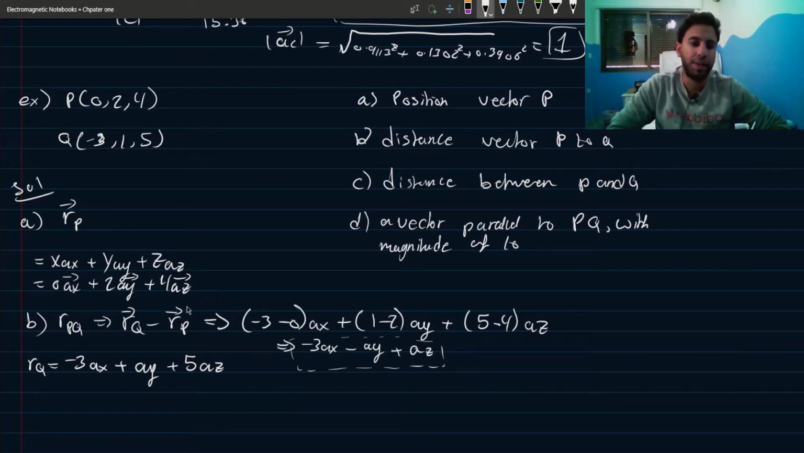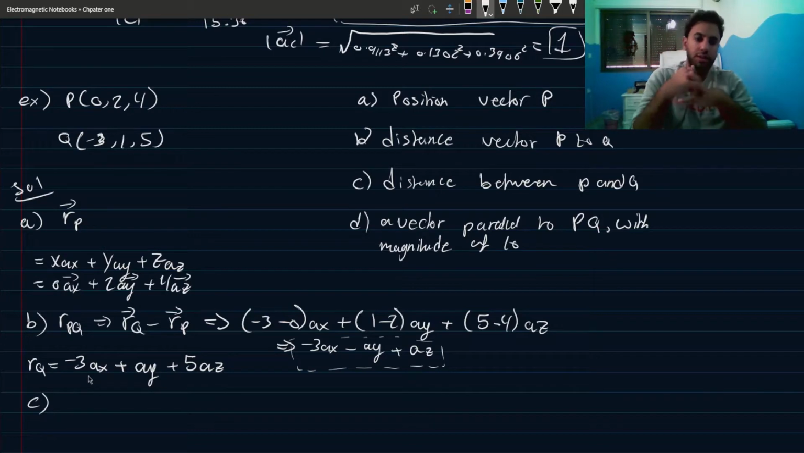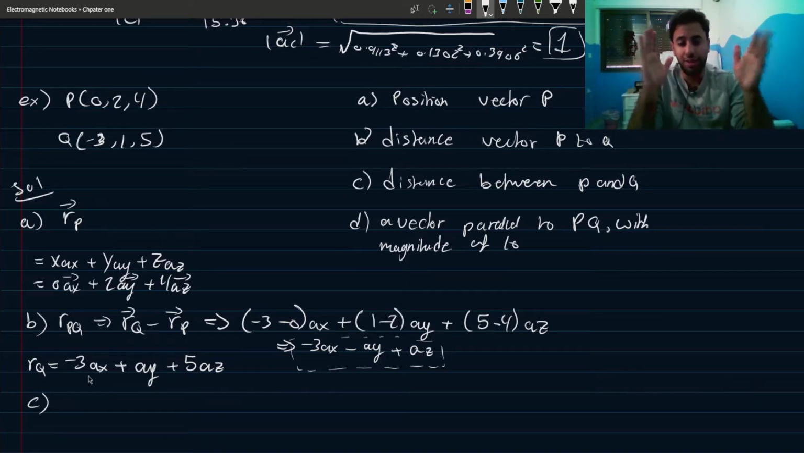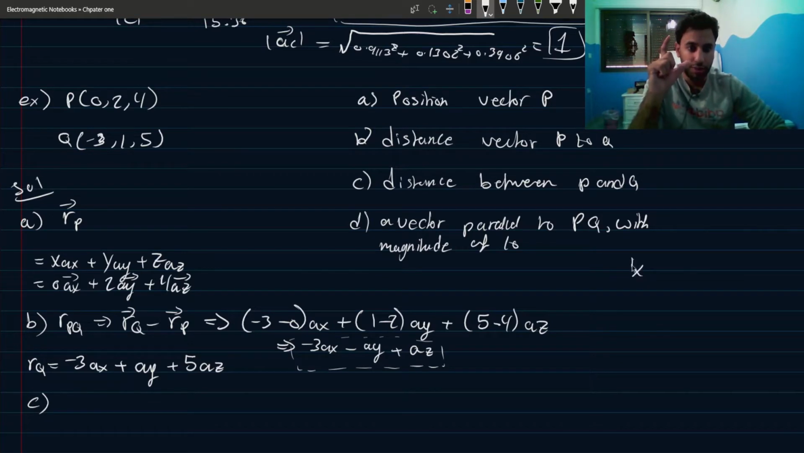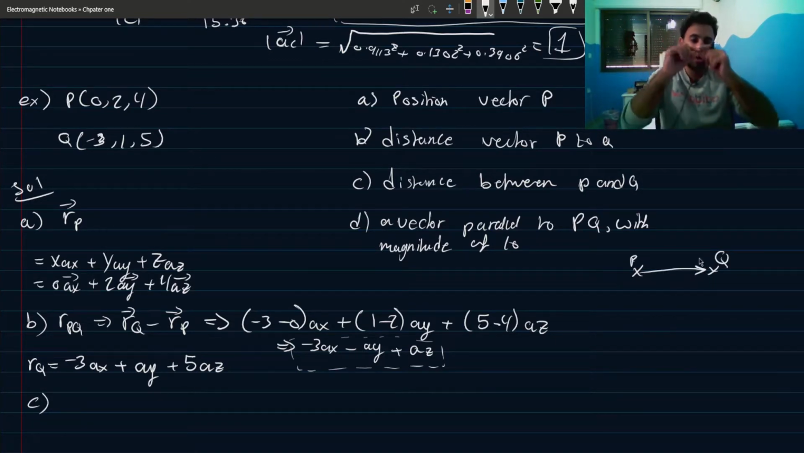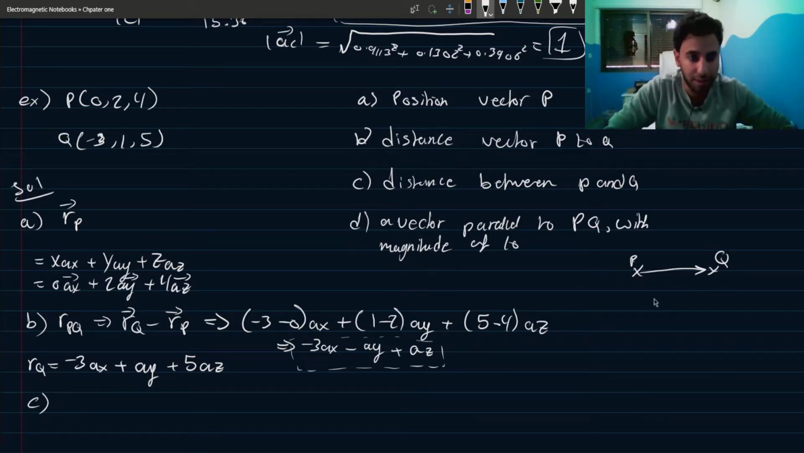Now the distance between P and Q. Well, let's think about this. We found the distance vector and they want us to find the distance. In other words, they want us to find the magnitude of the distance vector, because that would be the distance between P and Q. If we have point P, and this is point Q, and we found the vector, the magnitude of this vector, how long this vector is, that is the magnitude of the vector.